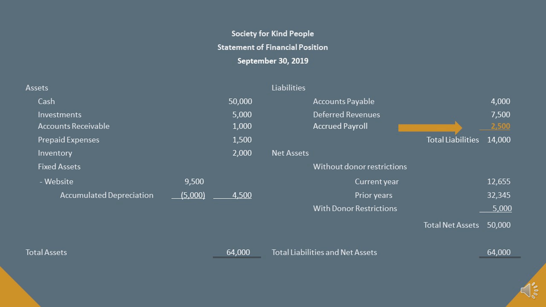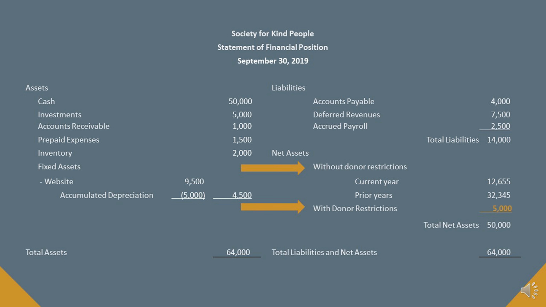You might also see things called accrued items. An accrued payroll is a good example to use, where employees worked during one month, but they aren't paid until the following month just because of the timing of the paychecks.